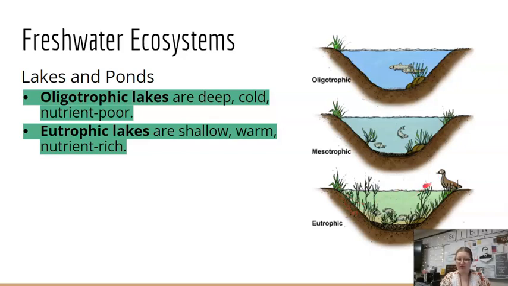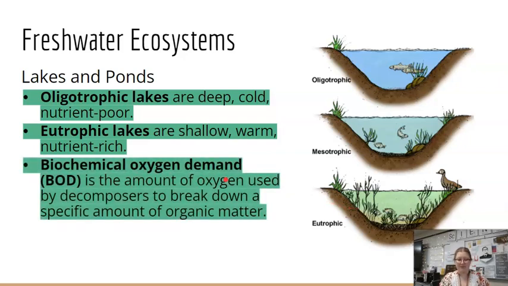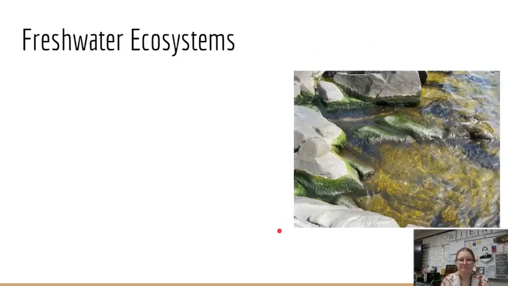Eutrophic, we have a lot of plant growth. We usually have some algae, a lot more living things in there. There's a lot of nutrients and life happening. And then biochemical oxygen demand, or BOD, that's going to be the amount of oxygen used by decomposers to break down a specific amount of organic matter. So it's the oxygen demand by decomposers that's needed to break down organic matter. And the more organic matter we have to break down, the higher that oxygen demand is going to be.